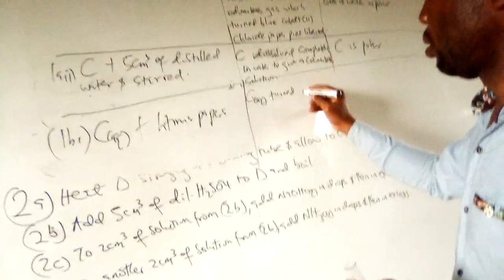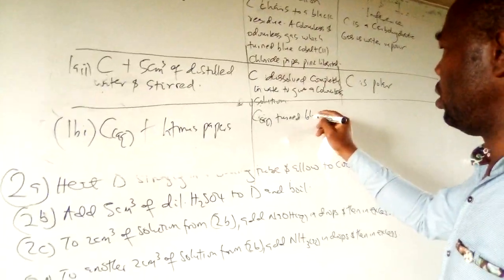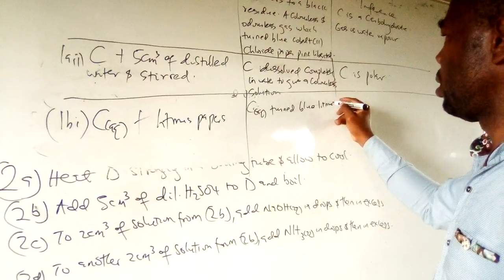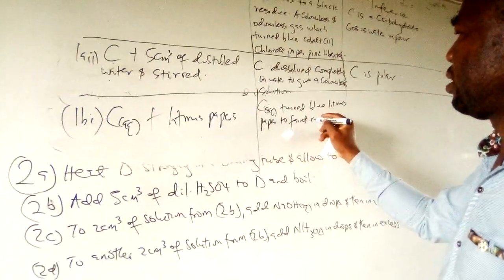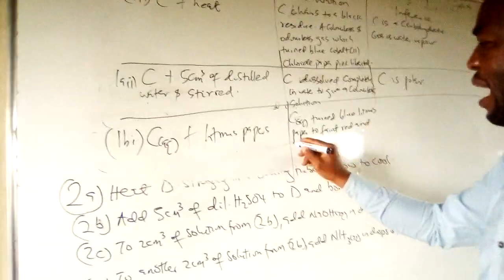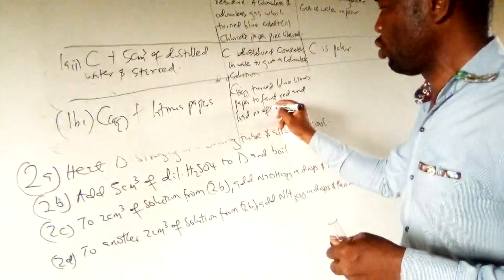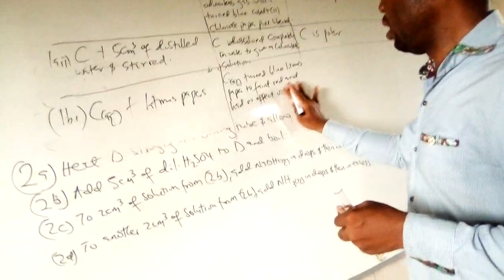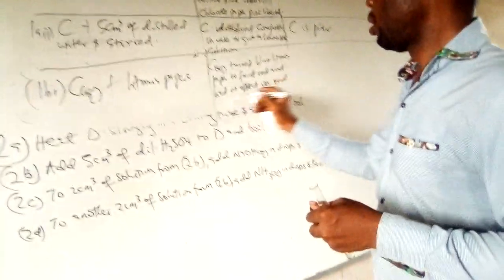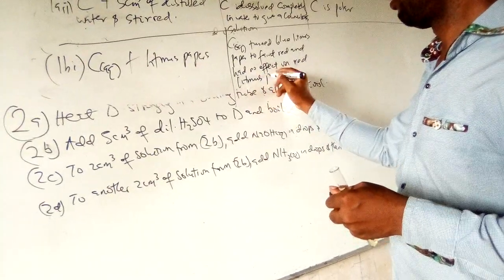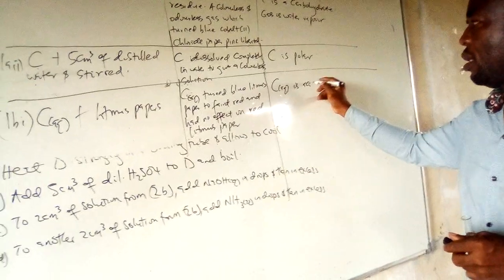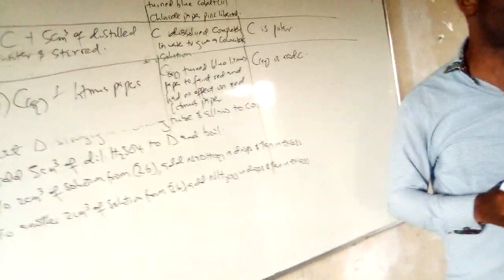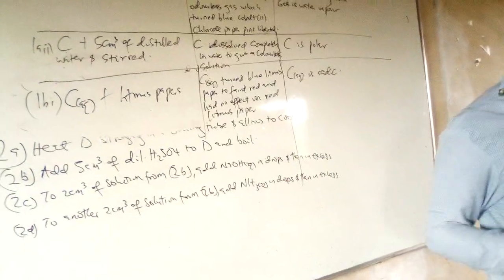So we can say C aqueous turned blue litmus paper to faint red and had no effect on which one? Red. On red litmus paper. Then you now write here C aqueous is what? Is acidic, not an acid. Is what? Acidic. Don't say it's an acid.